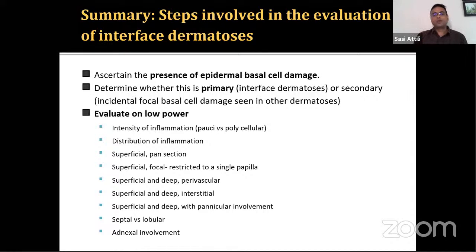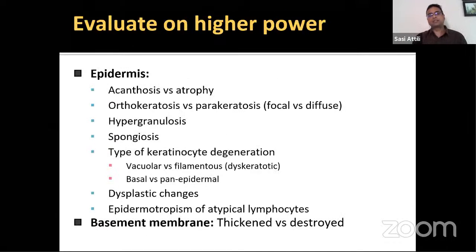Evaluate on low power, look at the intensity of inflammation, distribution, whether it's superficial, pansection, focal, deep, superficial and deep, interstitial, panicular involvement, adnexal involvement. Look at these factors. Then go on to higher power, look at the epidermis: atrophy, hypertrophy, ortho- or parakeratosis, focal or diffuse, hypergranulosis or not, spongiosis or not, type of keratinocyte degeneration, is it vacuolar or filamentous, basal versus pan-epidermal keratinocyte degeneration, presence of dysplastic changes, epidermal tropism of atypical lymphocytes, and then look at the basement membrane.